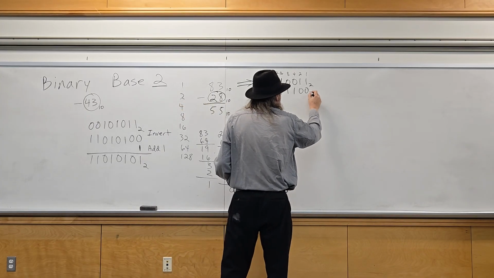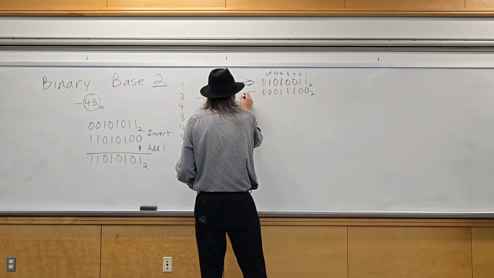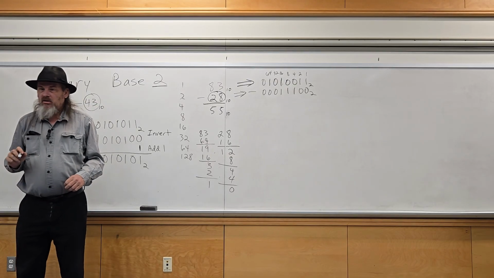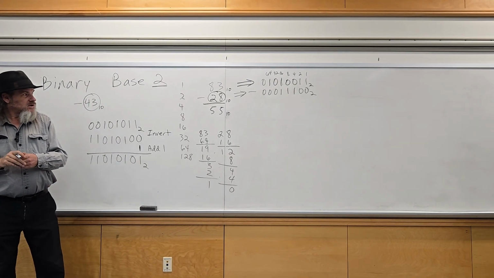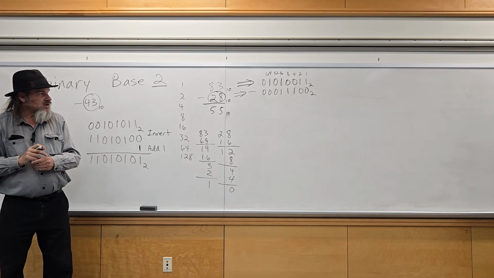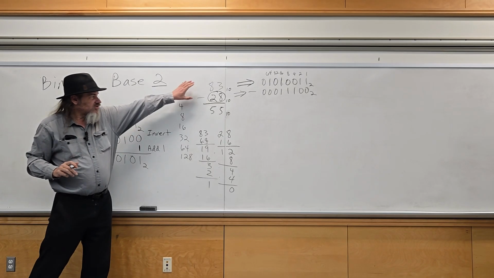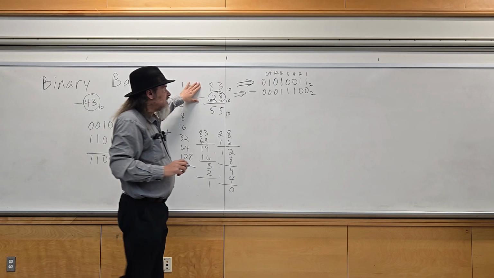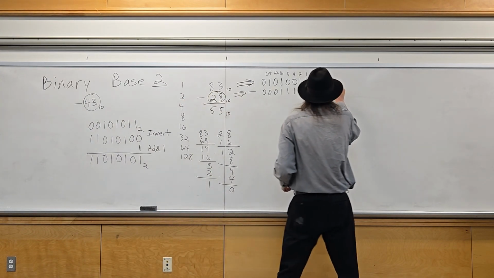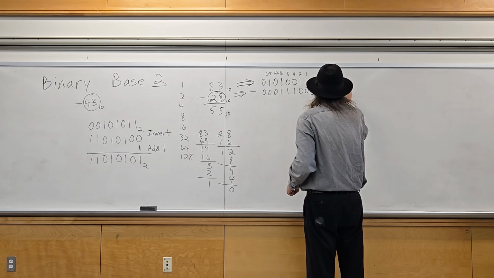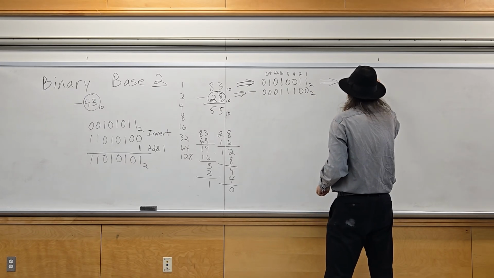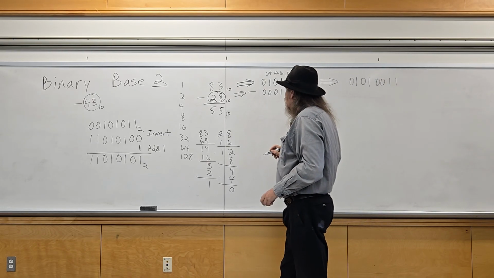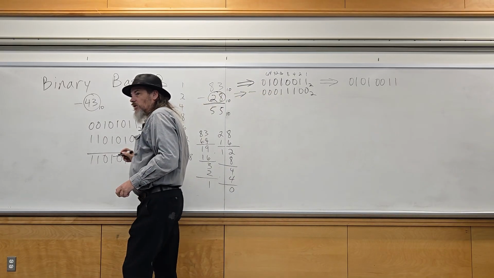Now you have a binary representation of the magnitudes of these two numbers. So you move this over: 0, 1, 0, 1, 0, 0, 1, 1. And then this one, we're going to make it a negative number.